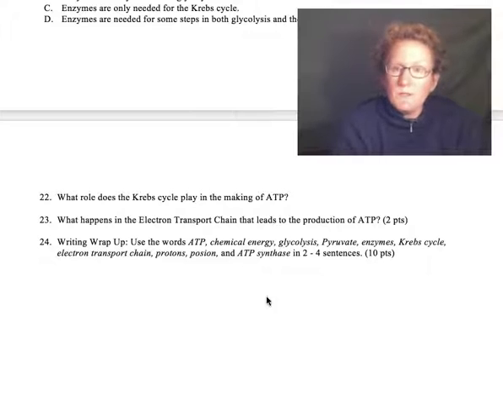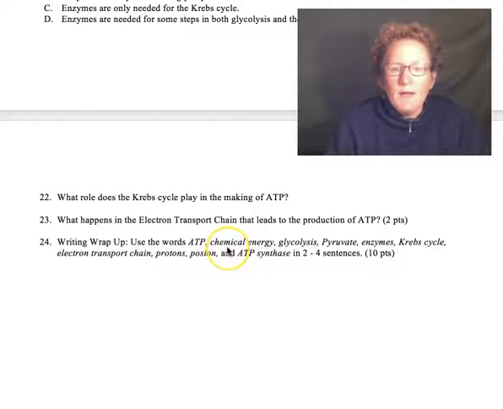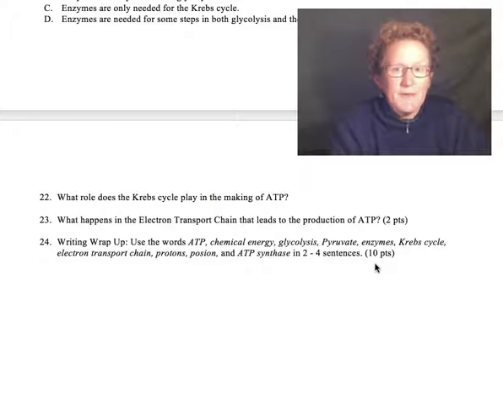And for question number 24, you get to use what you've learned in the previous 23 questions to connect all of these terms in 2 to 4 sentences. Please do highlight or italicize the terms as you're using them in your 2 to 4 sentences. Don't skip this question. It's worth 10 points. At least try to write something.